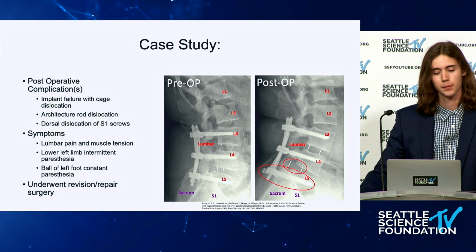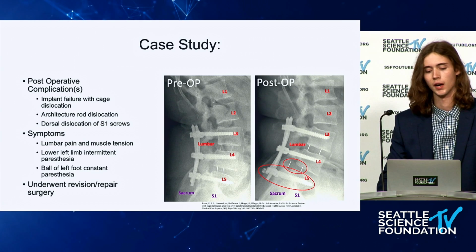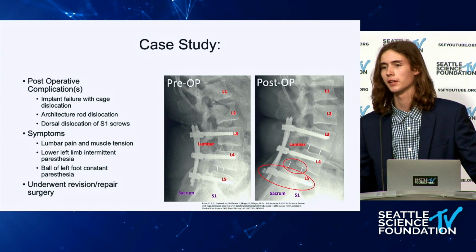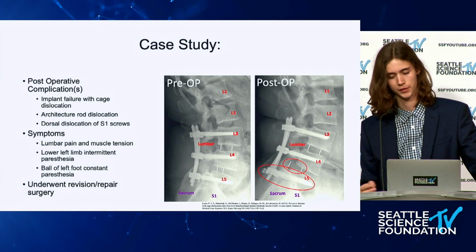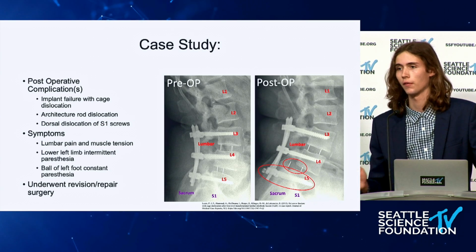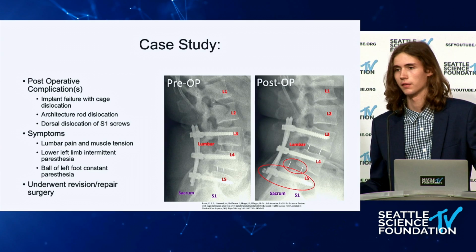This caused a number of symptoms for the patient. Significant pain, muscle tension, and even paresthesia, which is basically a numbness or tingling in certain parts of your body or on the skin. So they had to undergo revision and repair surgery to basically resolve this. And overall, this is a pretty long and risky process.